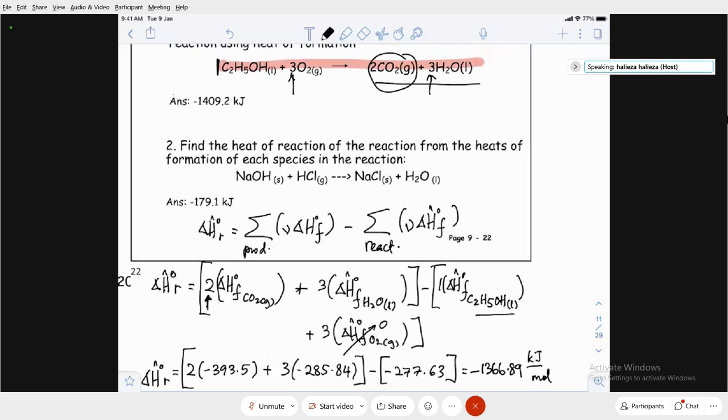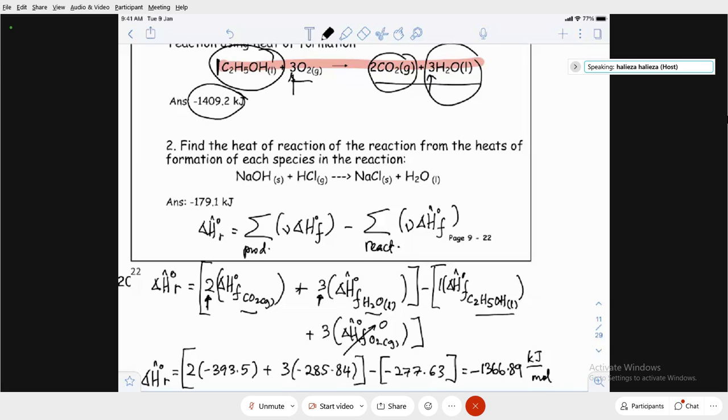That's the heat of formation of carbon dioxide. I have 3 water. Okay, I got 3 there, and I got liquid water. I have 1 mole of ethanol. I got 1 there, and I got ethanol there. And I got 3 moles of oxygen. Okay, but the heat of formation of oxygen is 0. So by right, this is the correct calculation. After looking at it twice, I don't know why the answer is negative 1409.